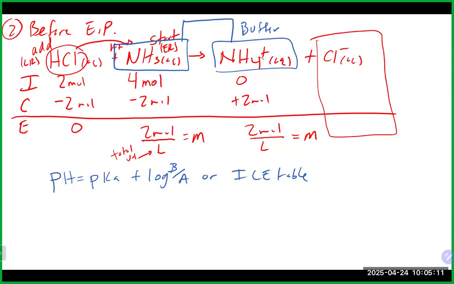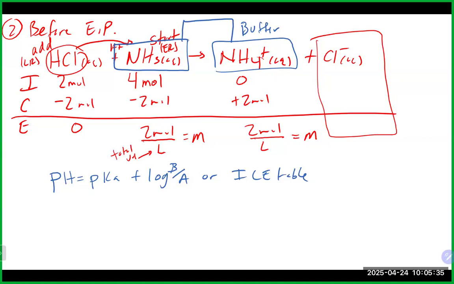If you choose the ice table approach rather than the Henderson-Hasselbalch equation, you could actually do a Kb type of situation here with the NH3. You could also get the Ka value from the Kb value and do a Ka type calculation with NH4 plus. So you have a couple of options as to how you want to do that. Or again, you can use your Henderson-Hasselbalch equation.